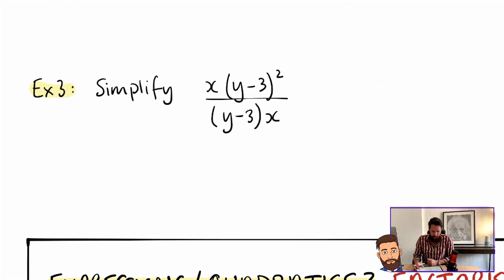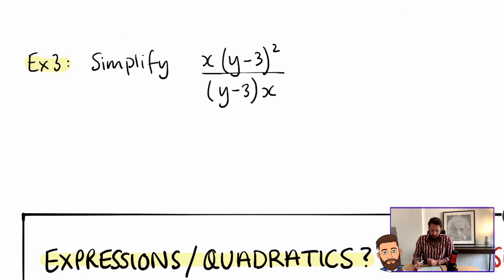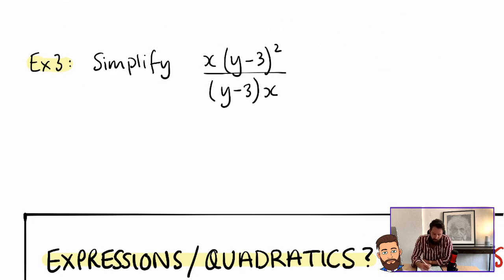The next example: simplify. Well, what have we got? We've got x lots of (y minus 3) all squared, divided by another (y minus 3) times by x. And again, this cancellation only works, you can only start crossing things off, if you have everything being multiplied together. So I'm going to show you an example in a second where you can't just cross things off, and it's a really common mistake that students make.